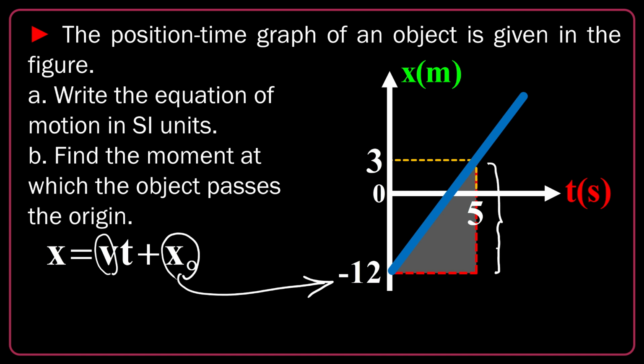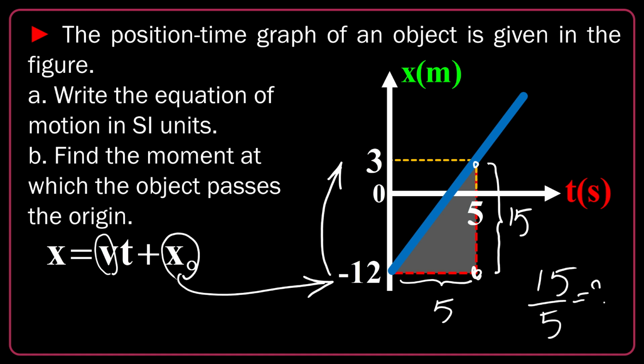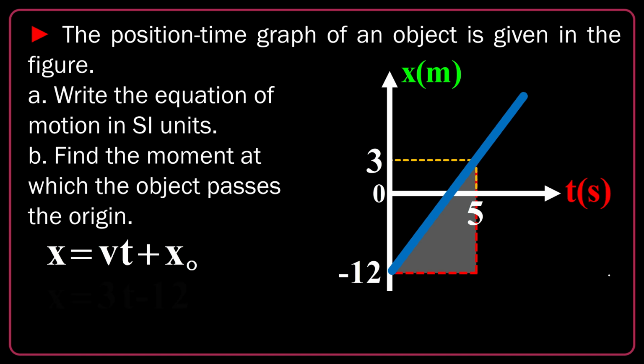Vertical, here the rise is from here to here. As you see, it's from negative 12 to 3, so it's 15 meters, and the horizontal is the base, which is the delta t. Delta t is 5, so 15 over 5 is the slope. So the velocity will be 3 meters per second. Very good. So I think I can write x equals 3t minus 12. Negative 12 is the initial position.